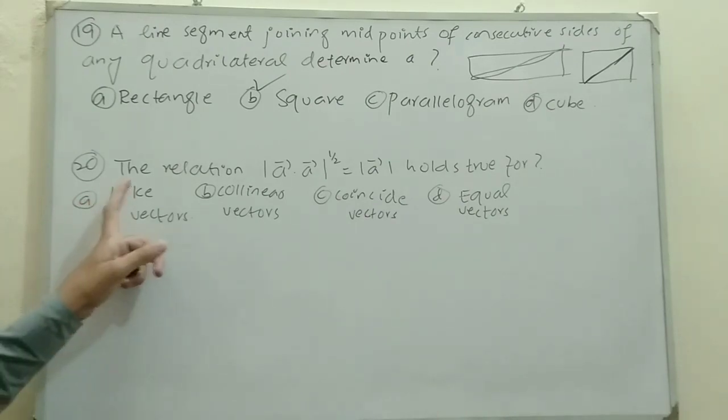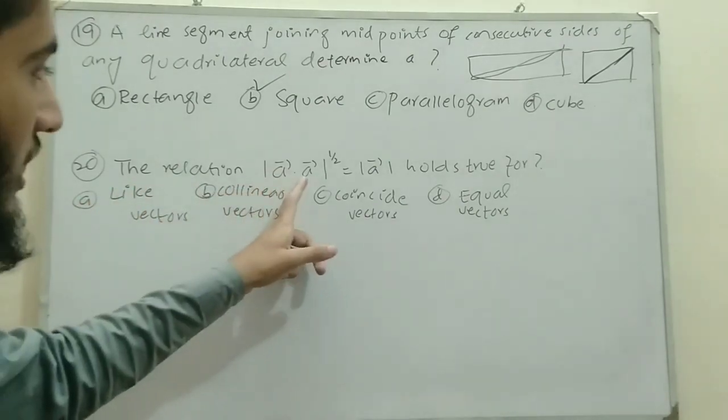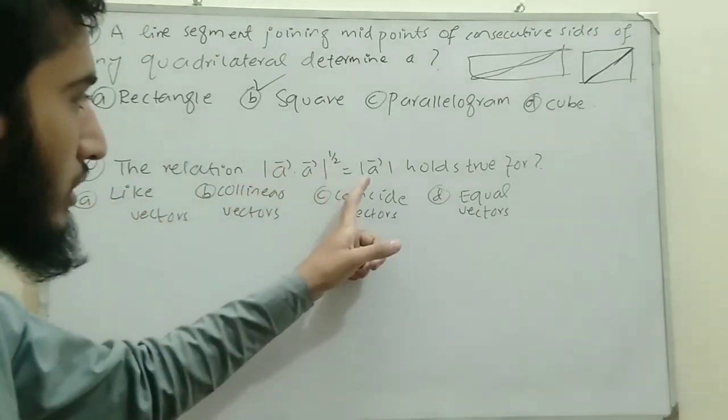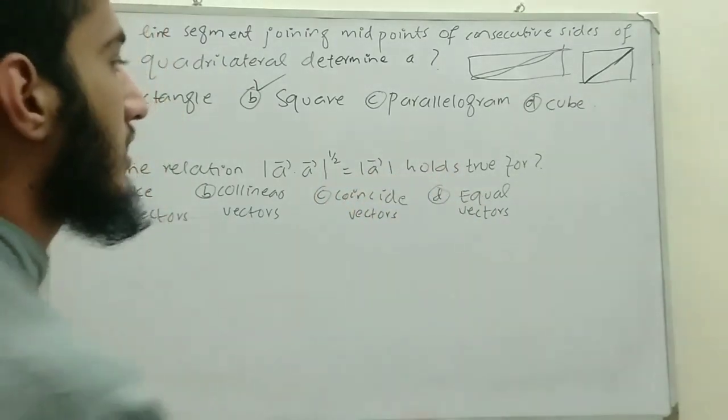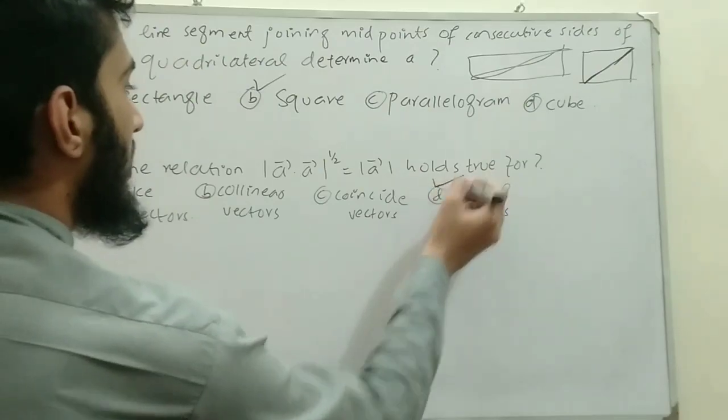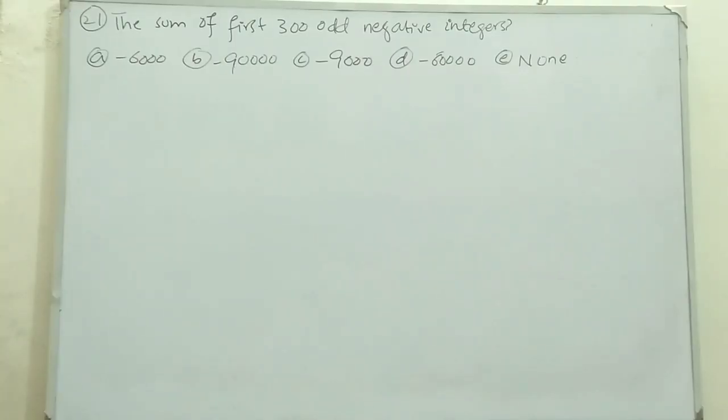Move toward MCQ number 20. It tells that the relation (A dot A) to the power 1 over 2 will be equal to the absolute of A. This holds true for just an equal vector. So the correct option is equal vector. Now move toward MCQ number 21.